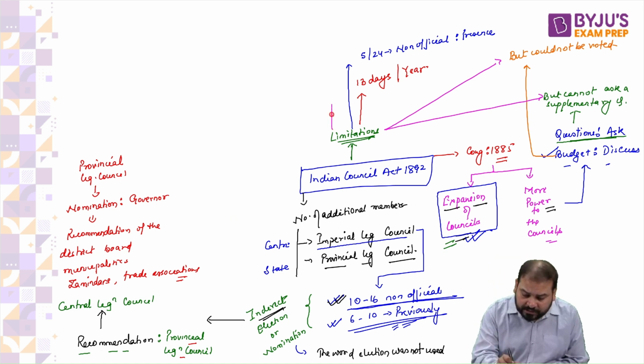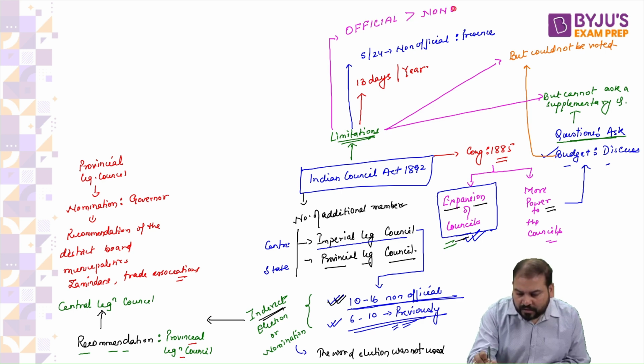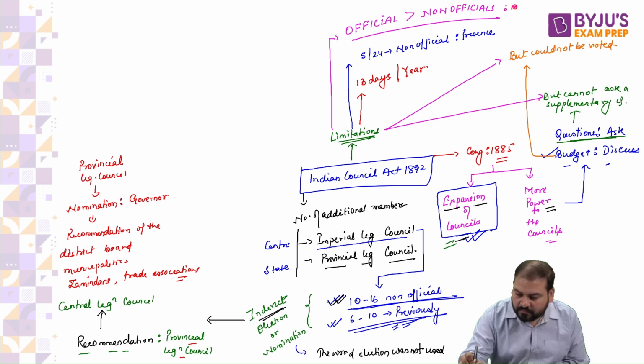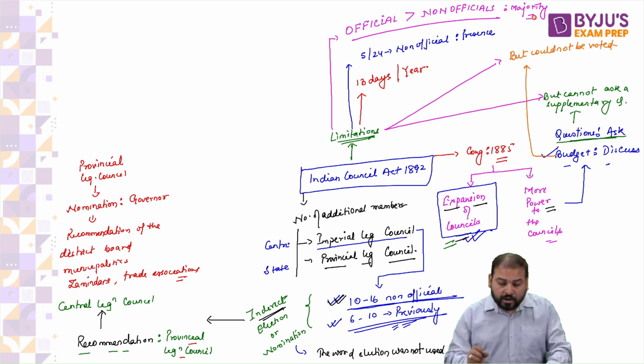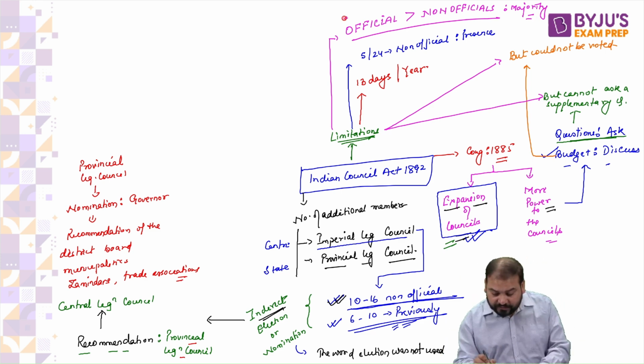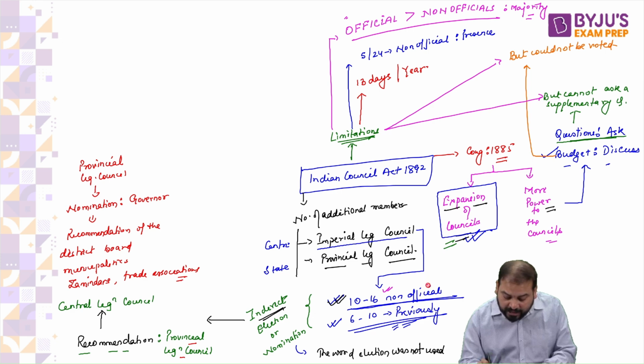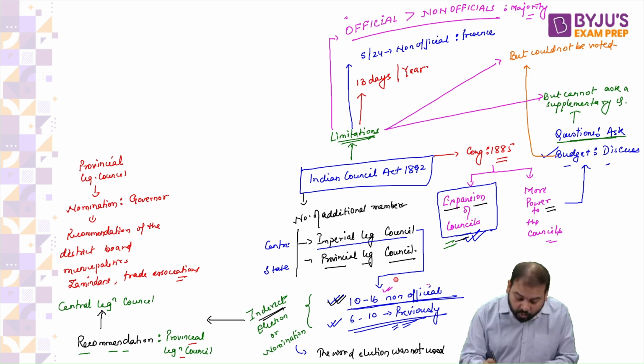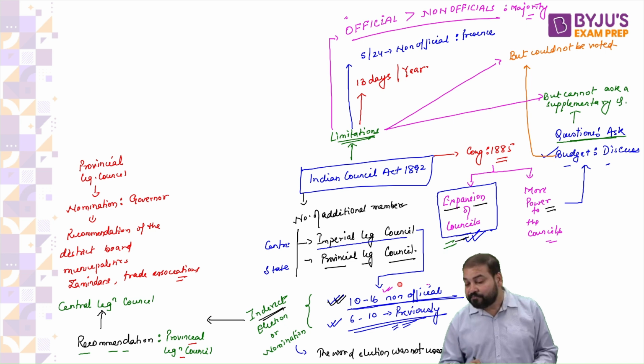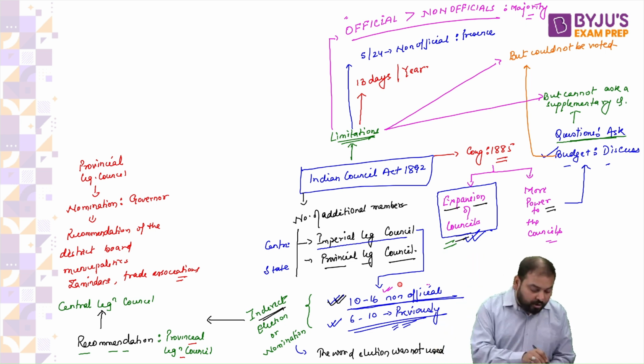Last but not the least, there is still officials having a majority. All of you, officials have a majority here. Everyone, officials, that is the Indians, the 10 to 16, they are still in minority. They don't have a majority at this point of time. I told you, they are mostly the loyalists.